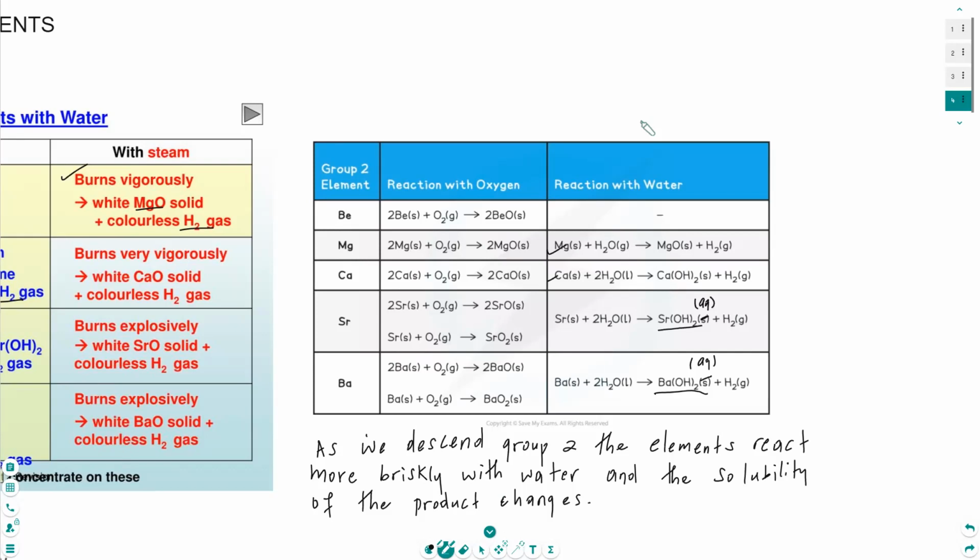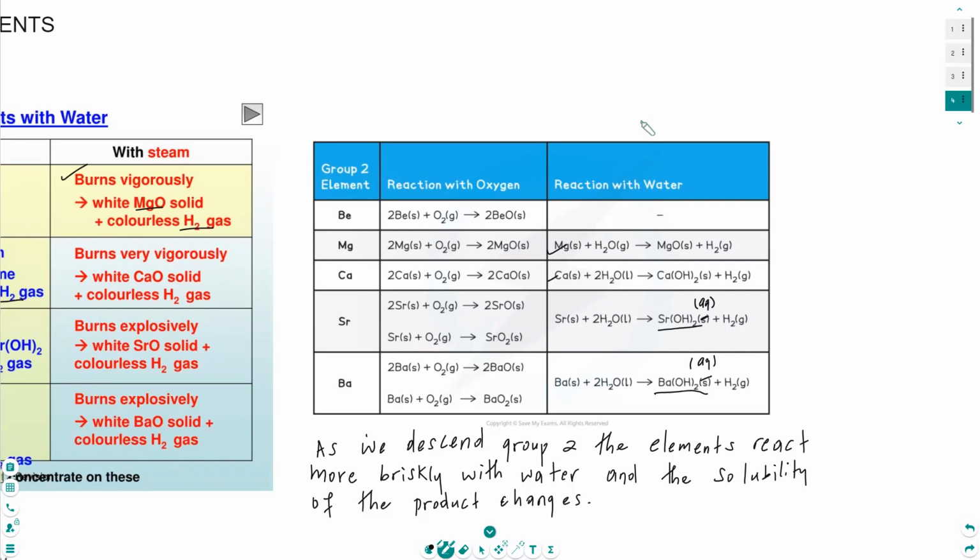Then we had calcium hydroxide formed, which was also insoluble. But as we continued down, we got strontium hydroxide to be soluble in water, barium hydroxide to be soluble in water. So there is a change in the solubility of the product when we have the elements react with water, as well as a change in the speed of the reaction.